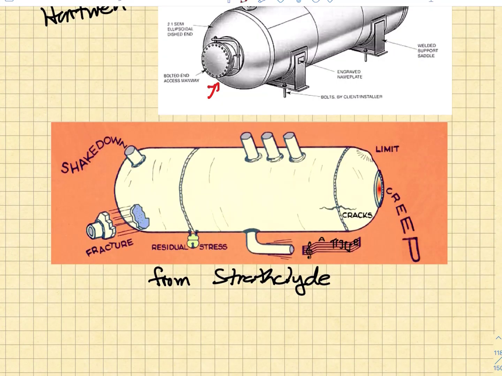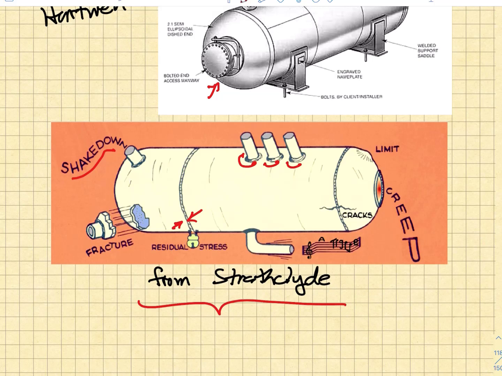Here's another image. This is from Strathclyde University in the UK, where it's showing a number of things that you need to think about when you look at pressure vessels. There will be residual stresses that are associated with weldments in those pressure vessels. There are stress concentrations associated with all of the access holes. There's a phenomenon called shakedown, where repeated load-unload changes the local stress state.